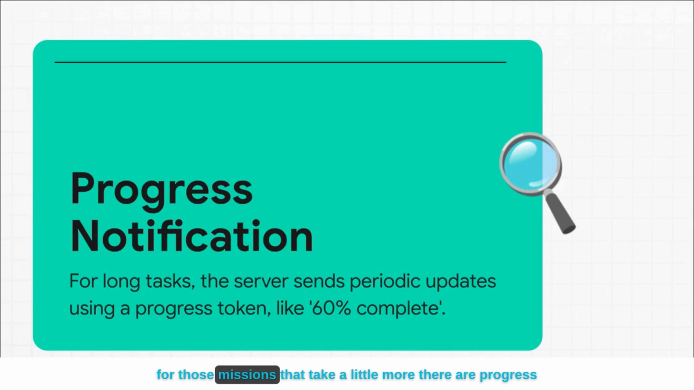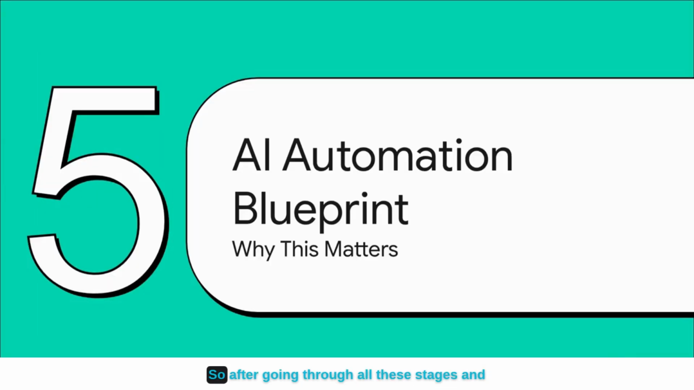And finally, for those missions that take a little more time, there are progress notifications. The server can send these little updates, like, hey, I'm about 60% done, using a special progress token. This keeps the client, and by extension you, the user, in the loop and confident that work is still chugging along. So after going through all these stages and roles, let's just zoom out for a second.